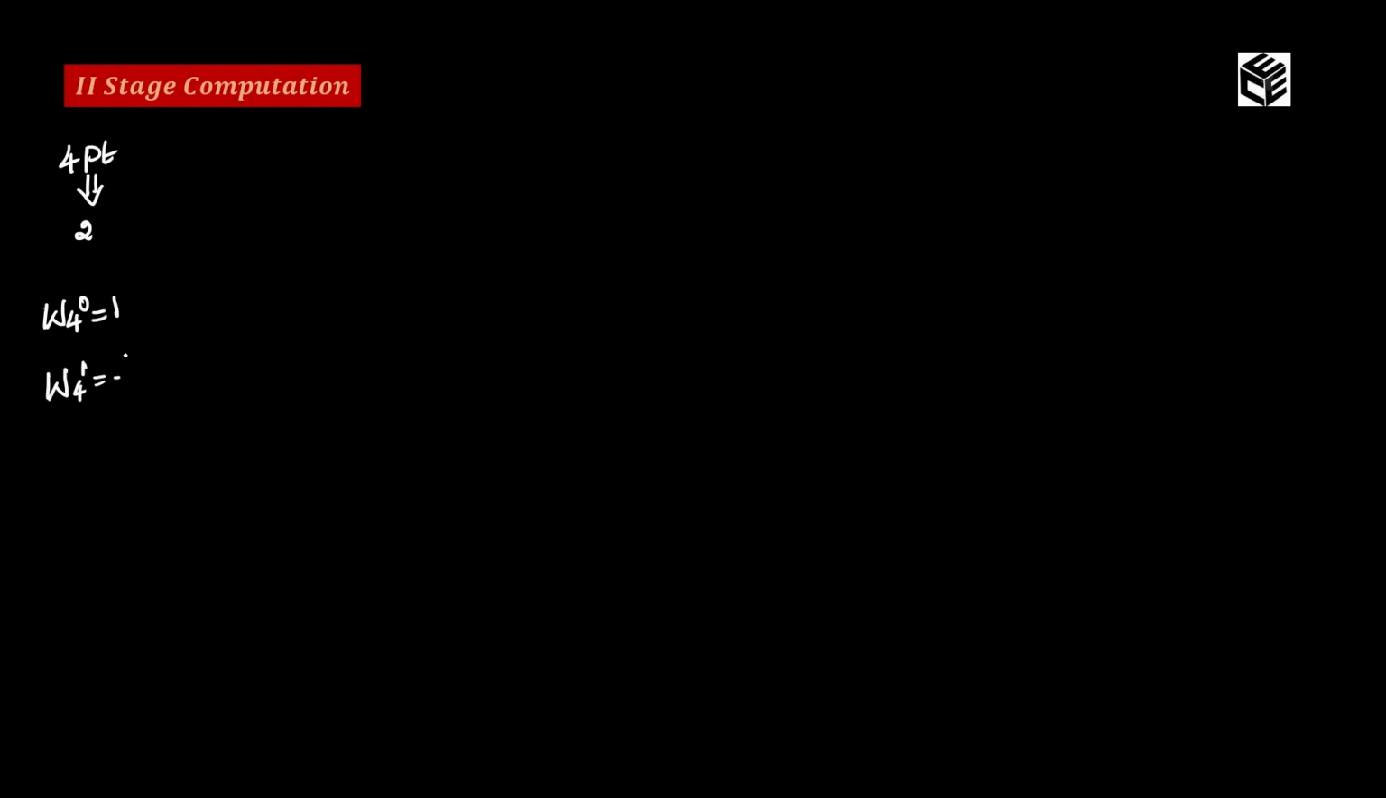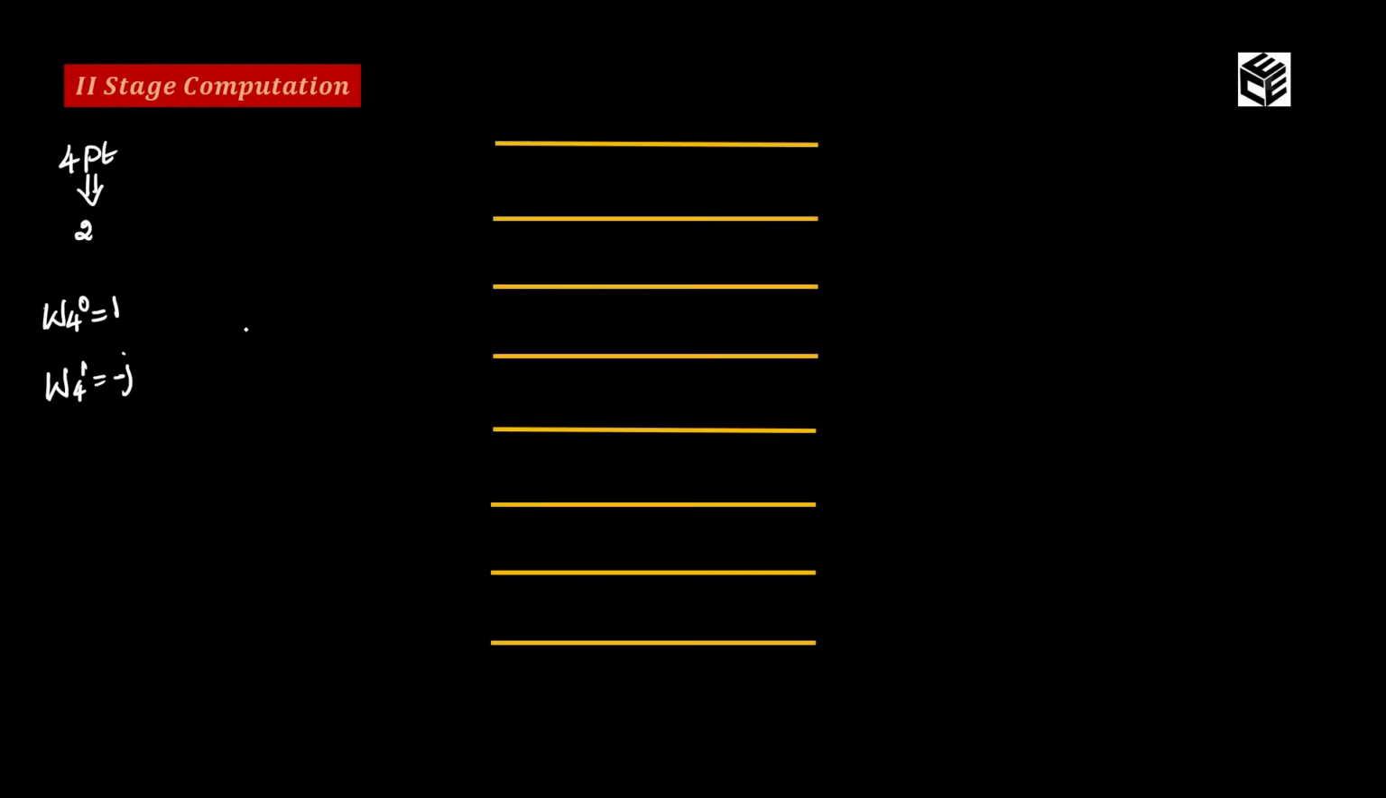Okay, now let's move on to second stage computation. So in second stage computation, we know it is a 4-point sequence. So it will have two sets of 4-point sequences. Here we will be having two Twiddle factors, right? One is W4 power 0, which is equal to 1, W4 power 1, which is equal to minus j. Okay, now I'm going to show you the structure. So the output of the first stage will be the input to the second stage.